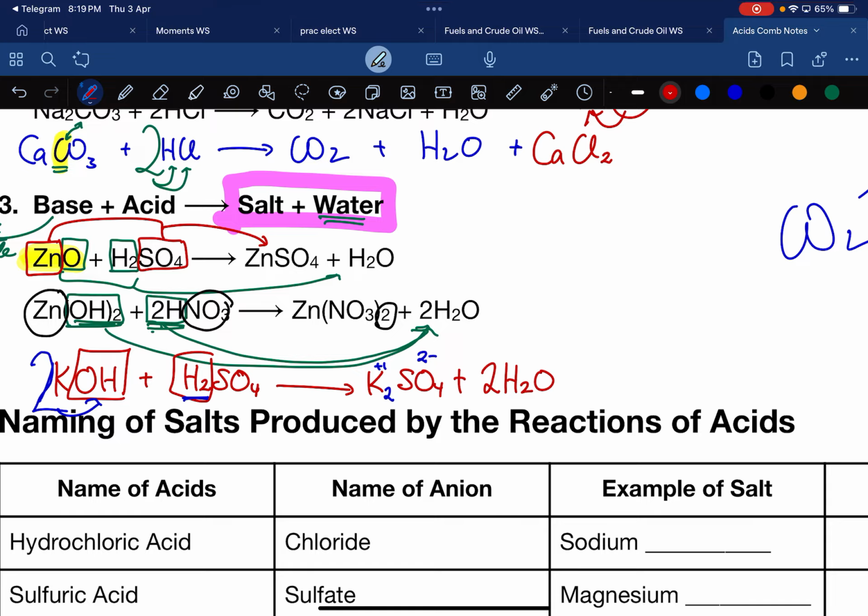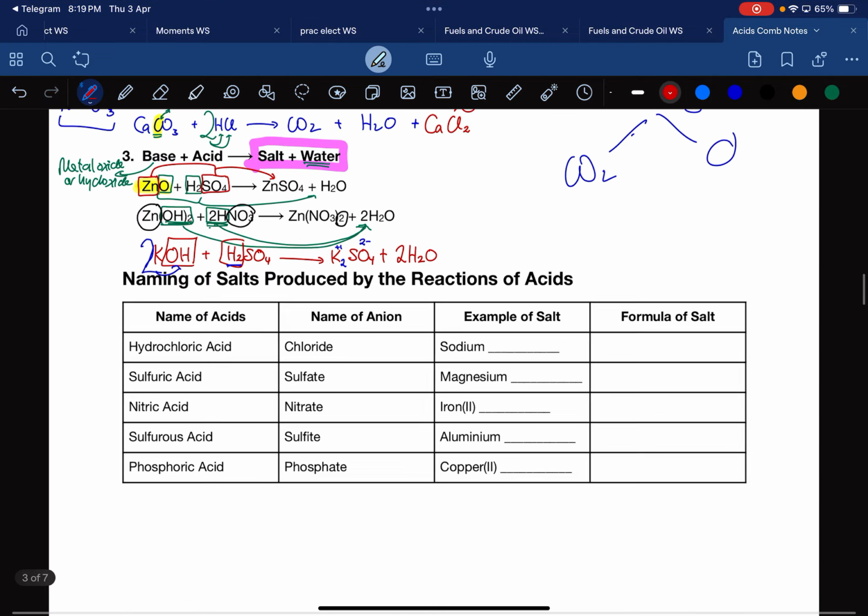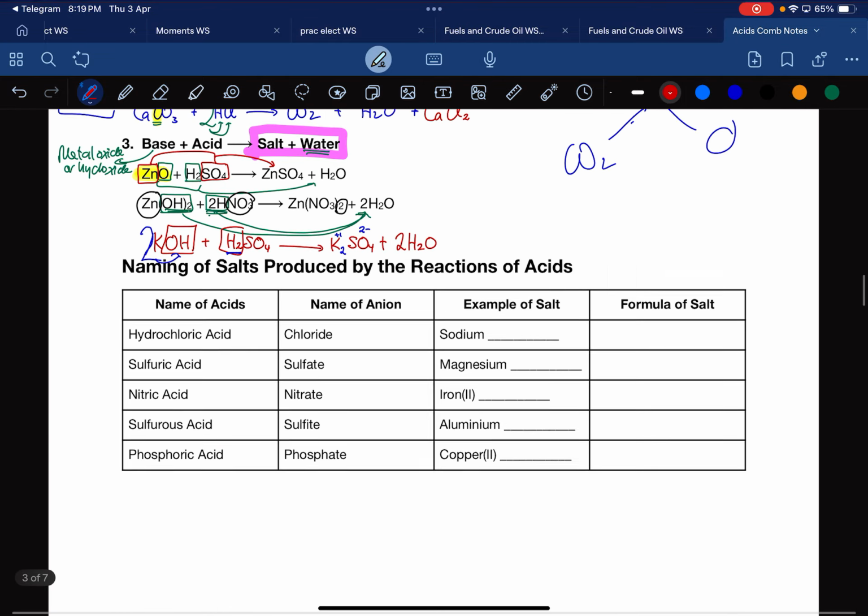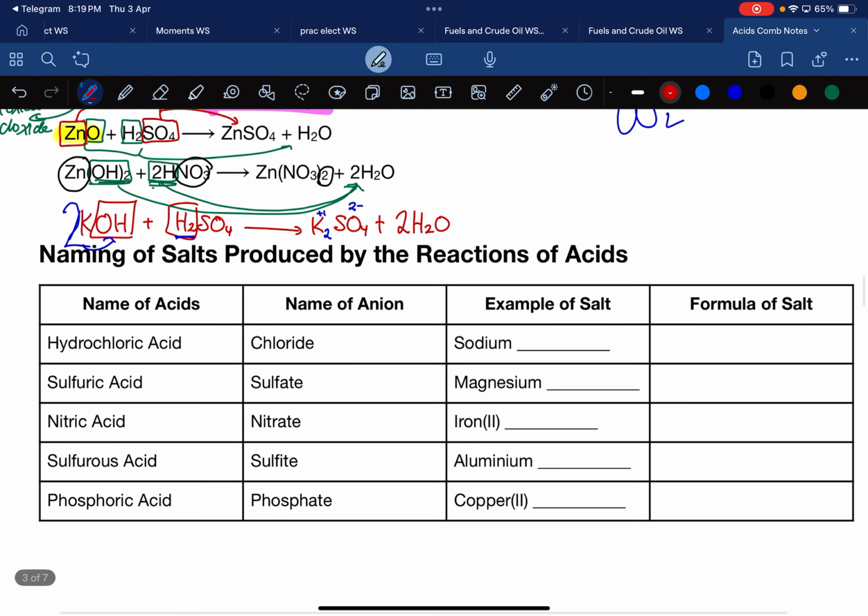Good. Once we are ready, I want us to go through some of these salts that I can produce via acid reaction. I just want you guys to give the name and chemical formula. That's all. Let me help you guys out a little bit. I'll do the first two.